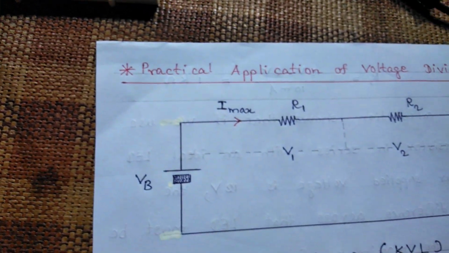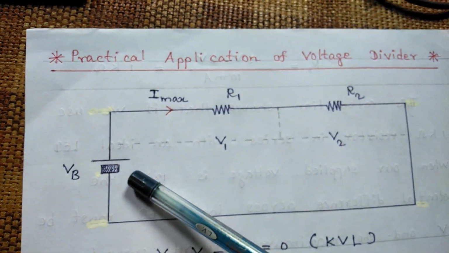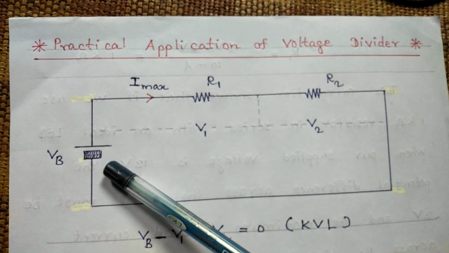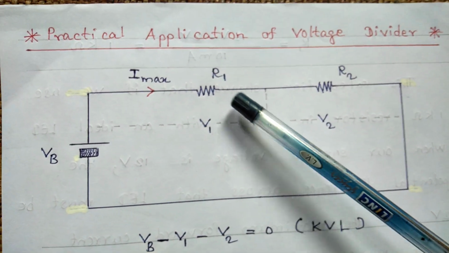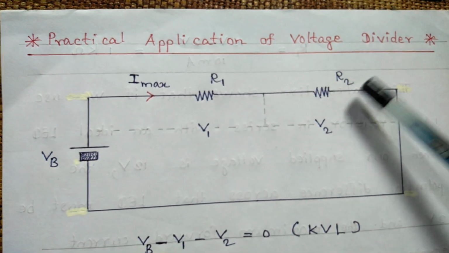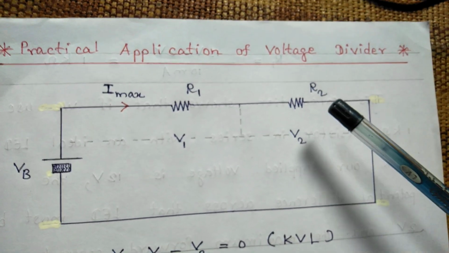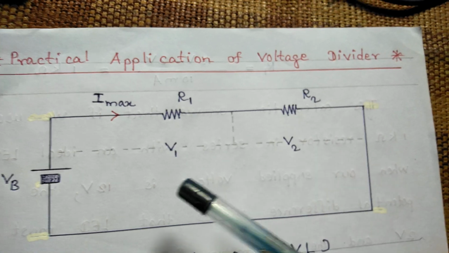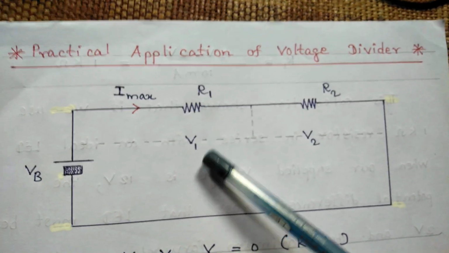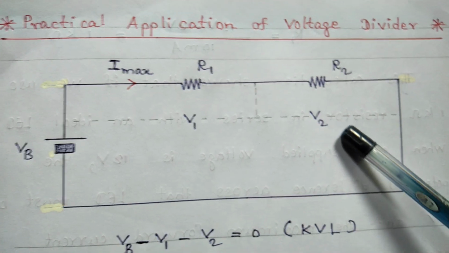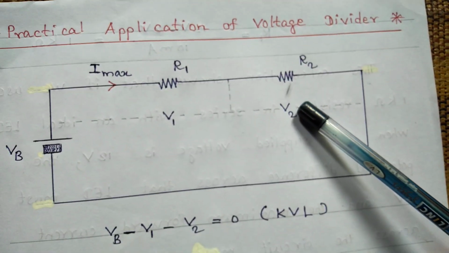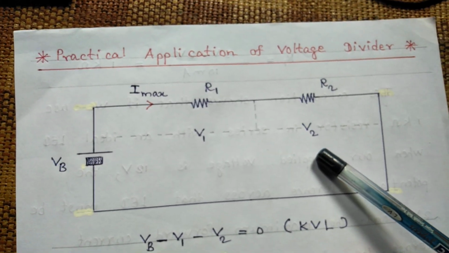Here you see my circuit diagram. This is the power supply, the voltage of the battery VB. This is the resistance of the first resistor R1. This is the resistance of the second resistor R2. This is the potential difference across the first resistor R1, and this is the potential difference across the second resistor R2.